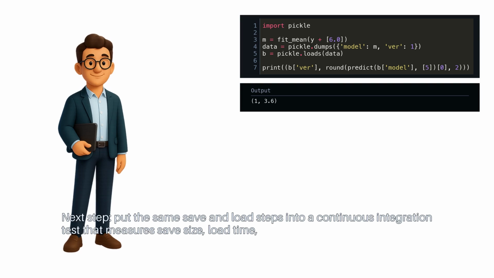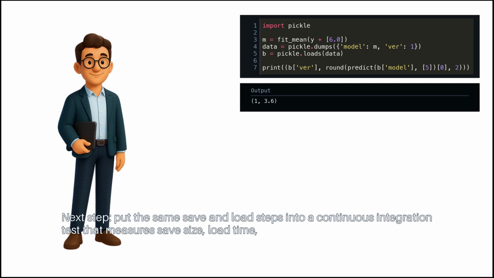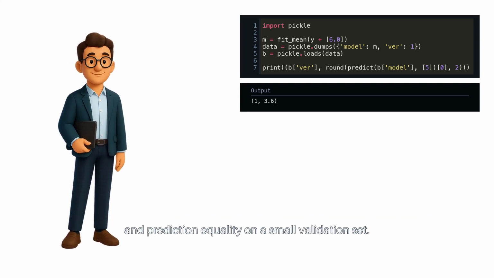Next step, put the same save and load steps into a continuous integration test that measures save size, load time, and prediction equality on a small validation set.